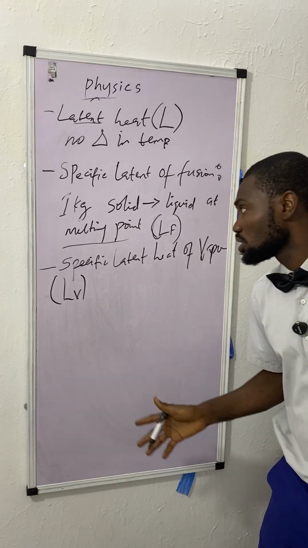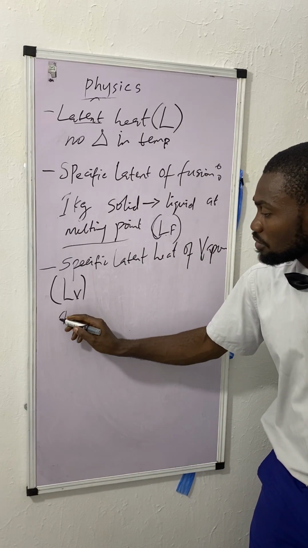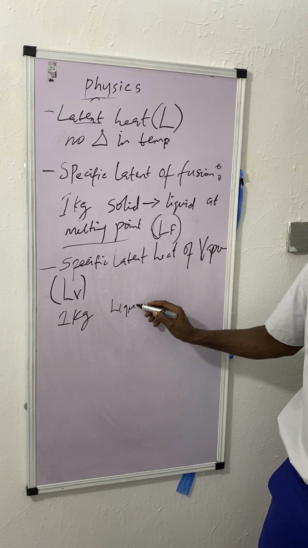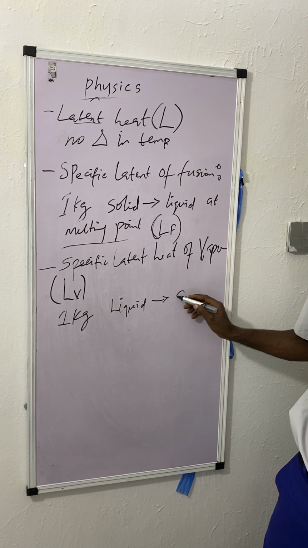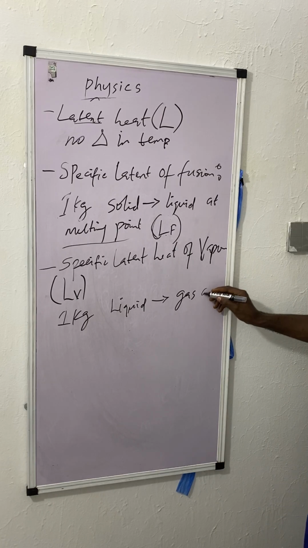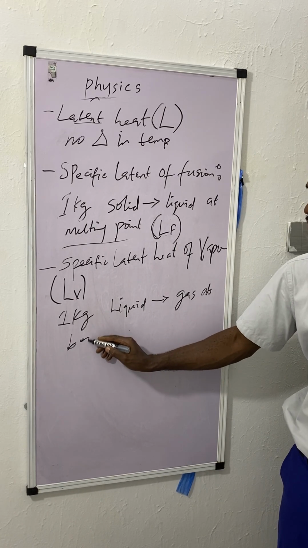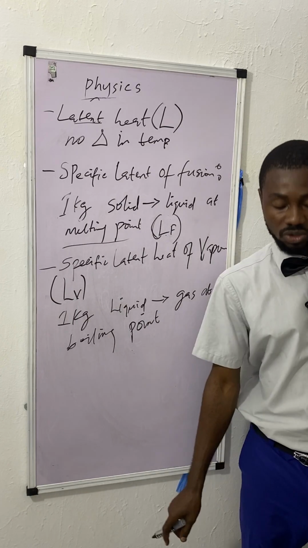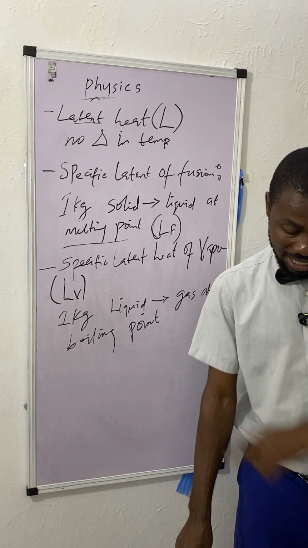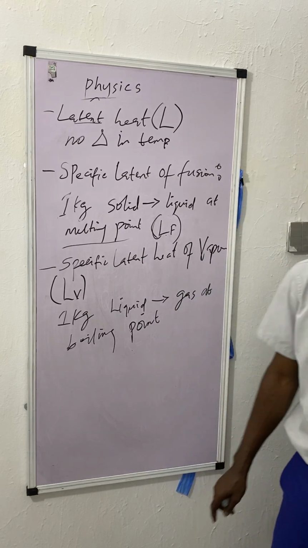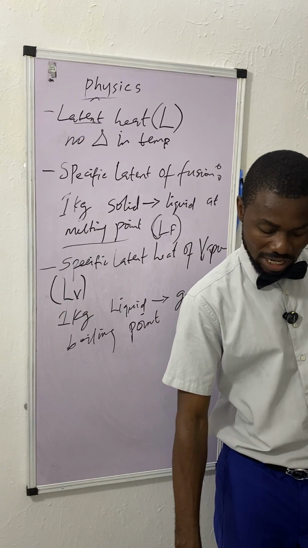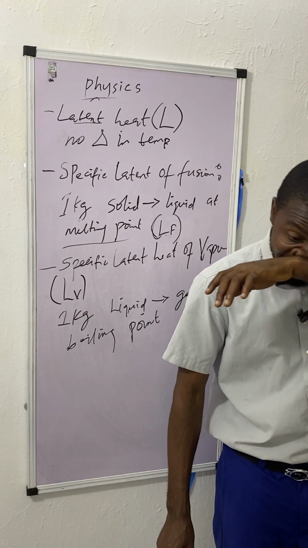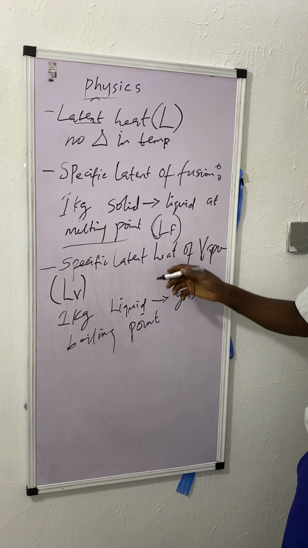This is the amount of heat required to change the state of 1 kilogram of a substance from liquid to gas at boiling point. Some books will tell you at constant temperature. It's still the same thing. So that's that for latent heat of vaporization. You can see how we are taking it step by step. There's nothing new there, just apply your normal latent heat.